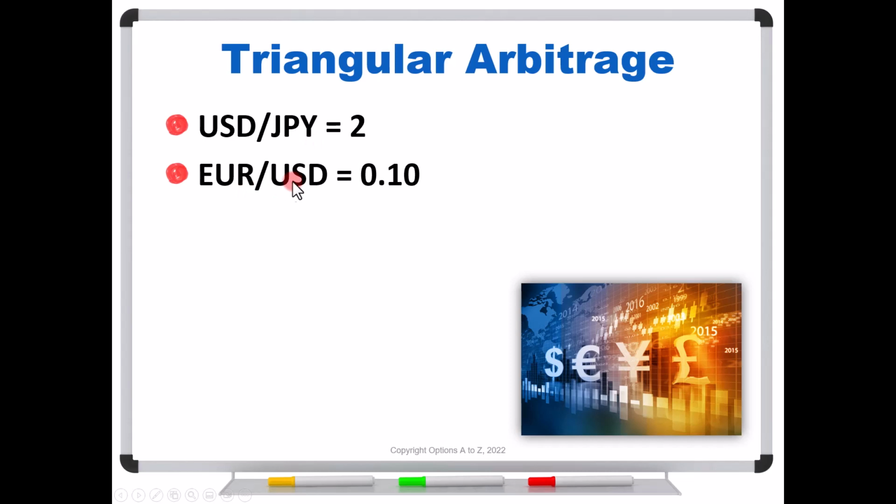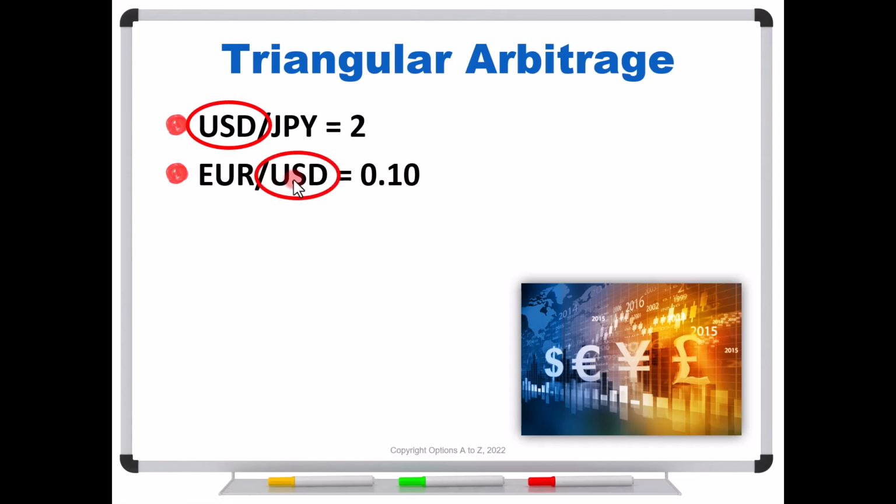If we look at the euro US dollar quote, let's say it's 0.10. This means that 1 euro equals $0.10 or 10 cents. Now again, notice in these quotes, I've got US dollars in the first one, US dollars in the second.